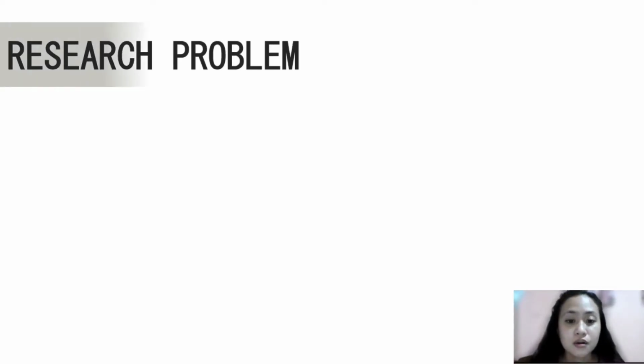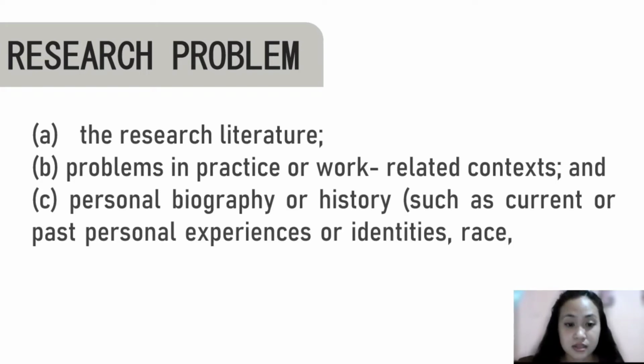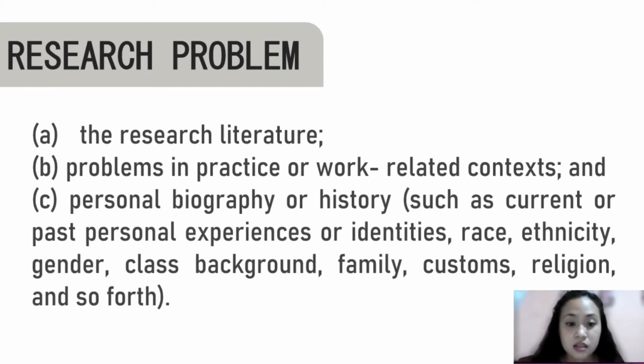For researchers and students alike, research problems are usually identified from several sources, including A, the research literature; B, the problems in practice or work-related contexts; and lastly, C, personal biography or history, such as current or past personal experiences or identities, race, ethnicity, gender, class background, family, customs, religion, and so forth.